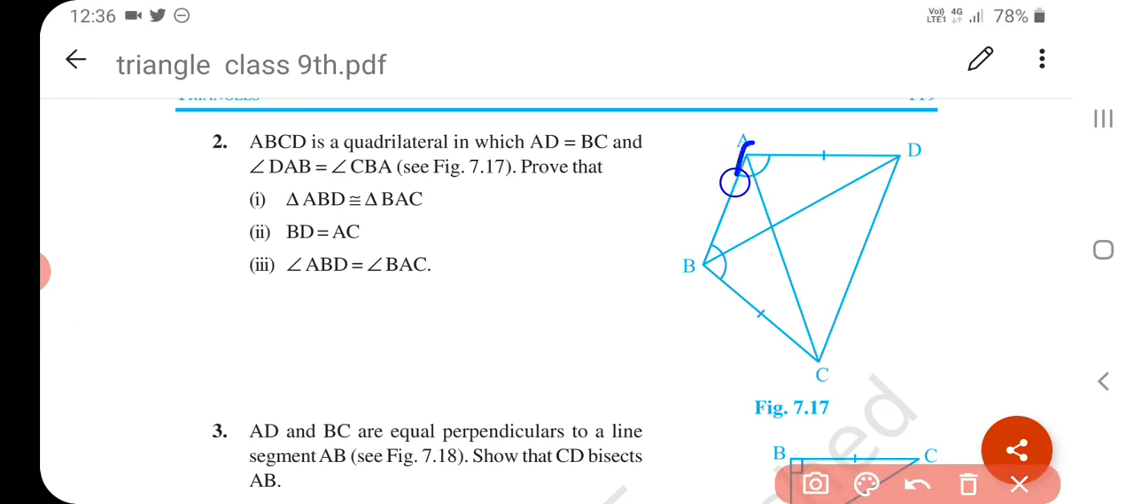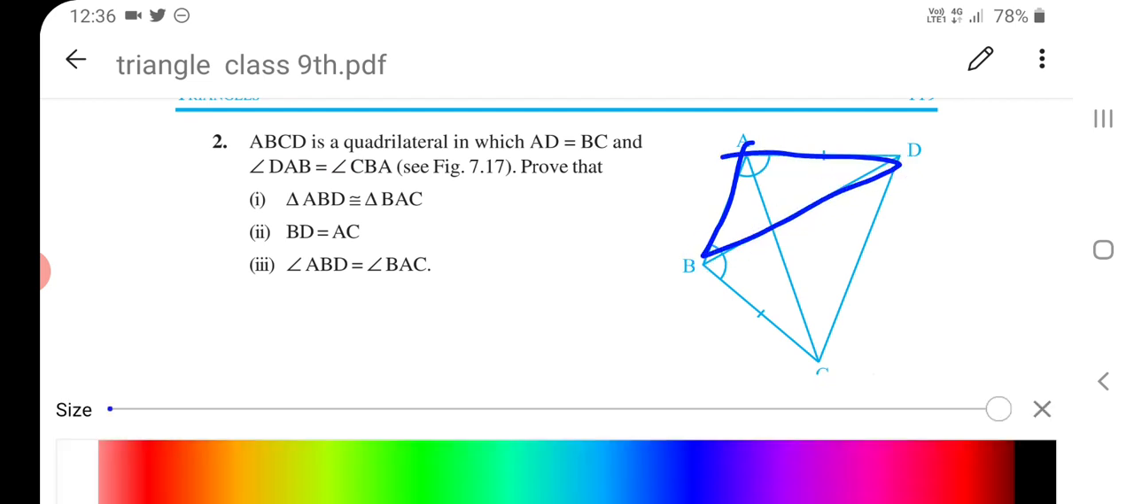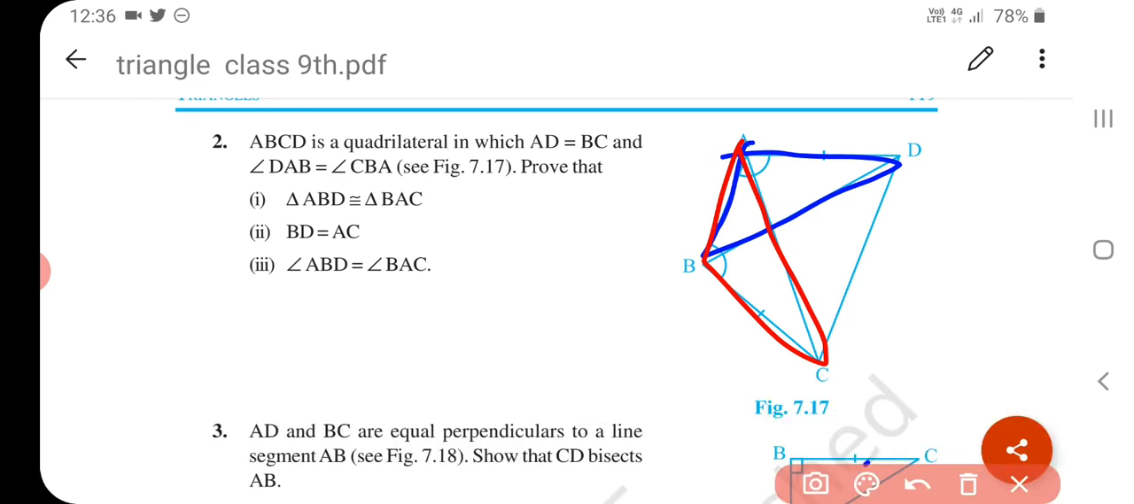हमें कौन कौन से दो ट्रायंगल को प्रूफ करना है कॉन्ग्रुएंट? This triangle is congruent to this. Understand? Now what do we do in this question? First, what is given? It's given AD is equal to BC. AD and BC are equal. Angle A is equal to angle B. It's also given. Understand?